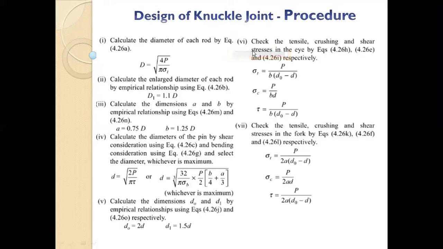Whenever the design fails in any stage, using the same stage we will modify the dimensions. Say we are using the equation sigma t is equal to P upon 2a(d0 minus d). Here it fails, so in that case we'll use the allowable or design stress and calculate d0 or d1. This will obviously be more than what we calculated in previous stages. If, when you are checking the stresses, your stress is more than the allowable stress, then we'll use the same equation to calculate the dimension.